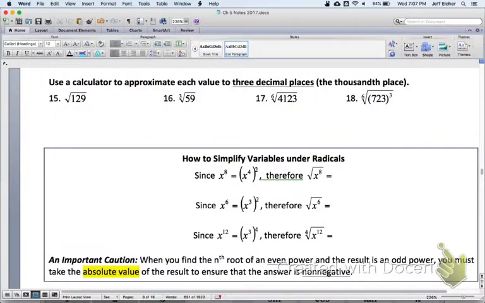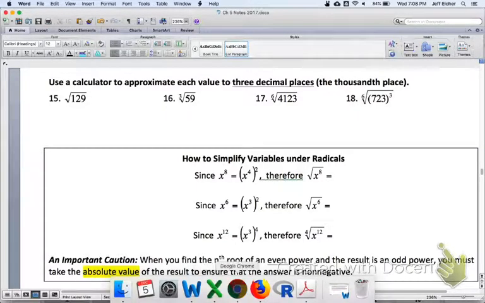Now, how do we do one like number 16 where you have an index of 3? We would call this the cube root, or the third root of 59. So that's what times what times what is 59. So let's see, if it's 5 times 5 times 5, that's 125, that's too big. 4 times 4 times 4 is 64. Oh, that's pretty close. So the answer should be close, a little less than 4.